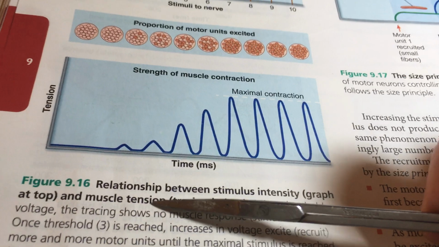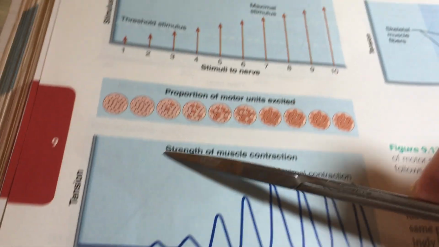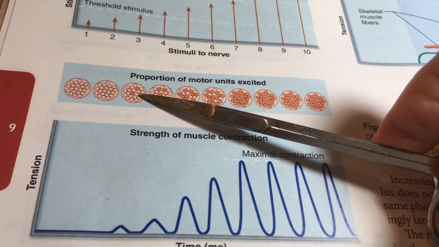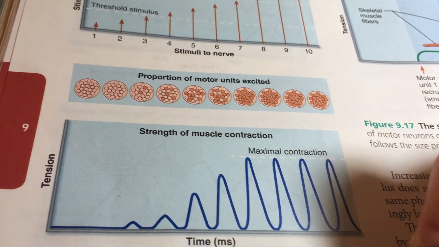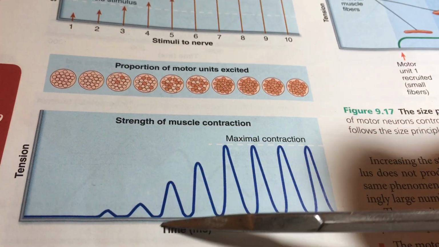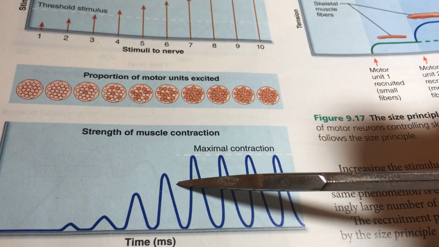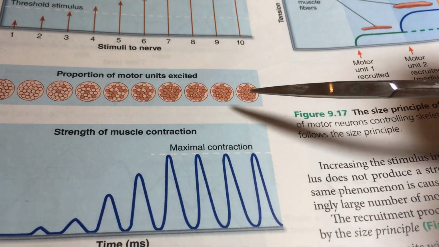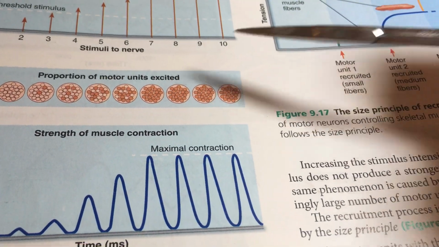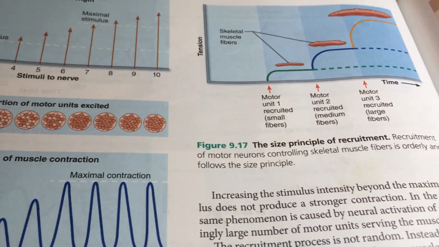As we come down here, you'll notice that there might not be any tension or very little at this point. Okay, so just a little bit, a little more, a little more, a little more. Here we have the maximum because all the motor units are being used. So that's all you get.